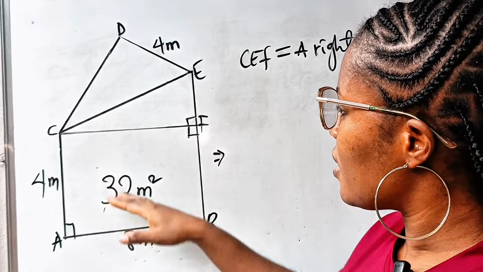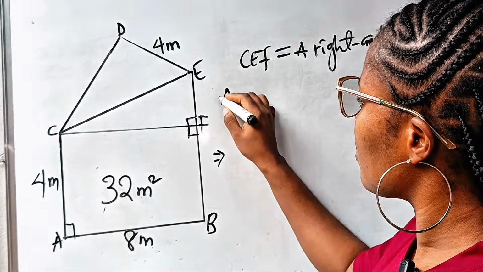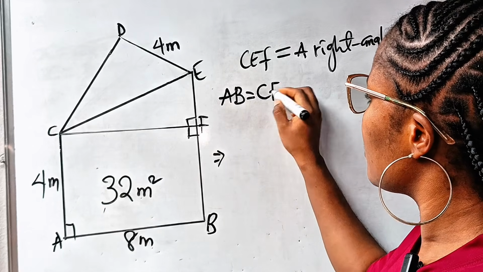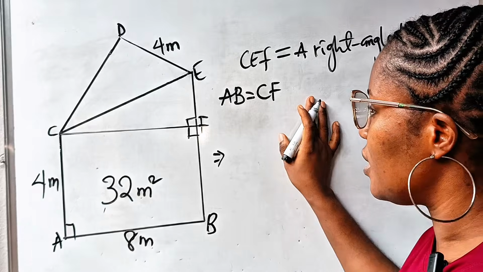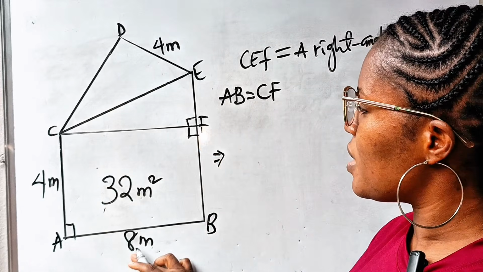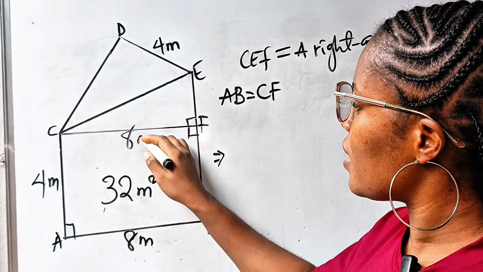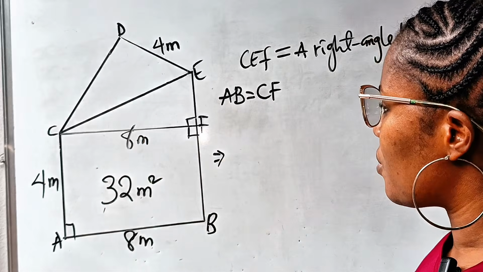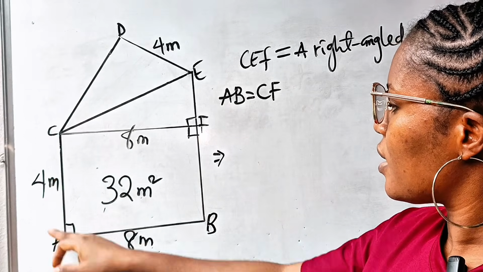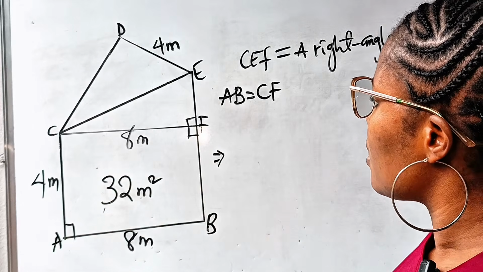And because this is a rectangle, AB will be equal to CE. That means that CF is 8. So we have 8 meters here. Now, recall that from here to here is 4 meters, right? Therefore, from here to here is 4 meters.